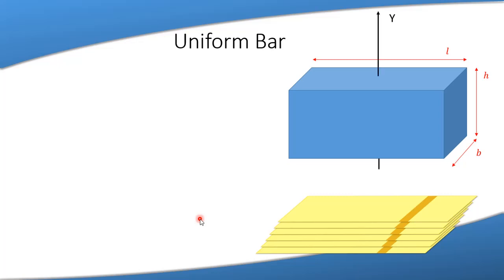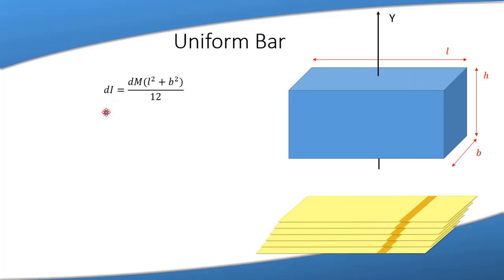So, to find the moment of inertia of this rectangular bar about an axis passing through its center of mass and perpendicular to this, we can take the sum of the moments of inertia of these rectangular laminas about the same axis. We have already found the moment of inertia of the rectangular lamina about an axis perpendicular to it. So in this case, we have a number of rectangular laminas stacked together to make a uniform bar.